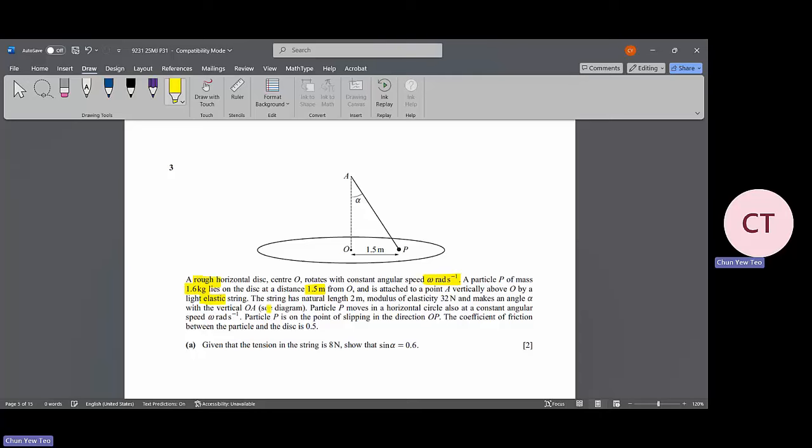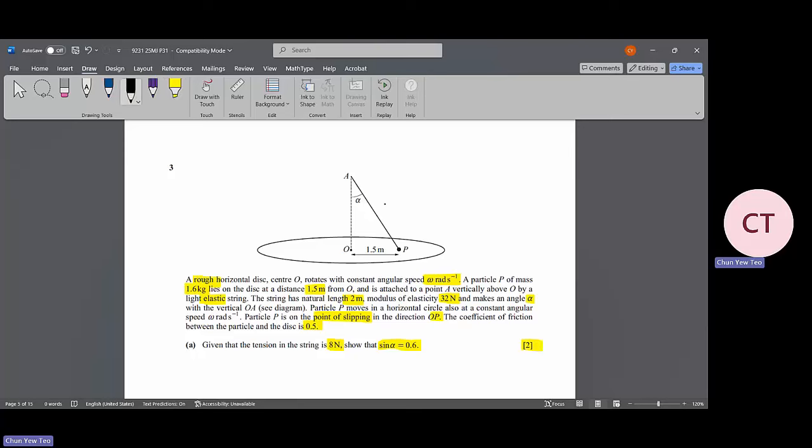So the string is elastic. The string has a natural length of 2 meters, modulus of elasticity 32 newtons, and makes an angle alpha with the vertical OA. The particle P moves in a horizontal circle at constant angular speed omega radians per second, on the point of slipping in the direction of OP. The coefficient of friction between the particle and the disc is 0.5. So much information here. The first question only wants us to show that sine alpha is 0.6, given that the tension is 8 newtons, for 2 marks.